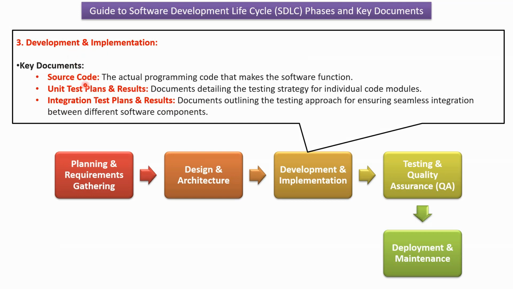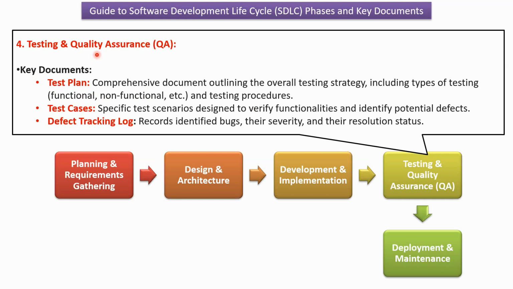The first one is source code, the actual programming code that makes software function. The second one is unit test plans and results, documents detailing the testing strategy for individual code modules. Third one is integration test plans and results, documents outlining the testing approach for ensuring a seamless integration between different software components.